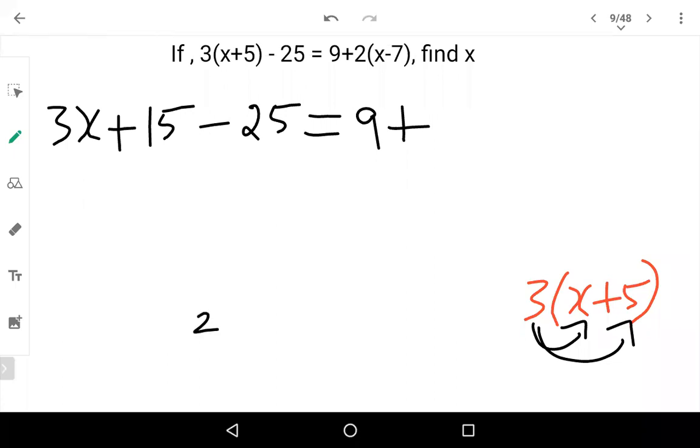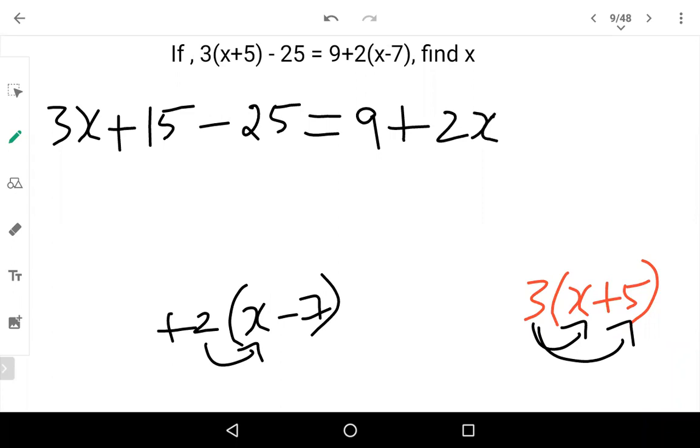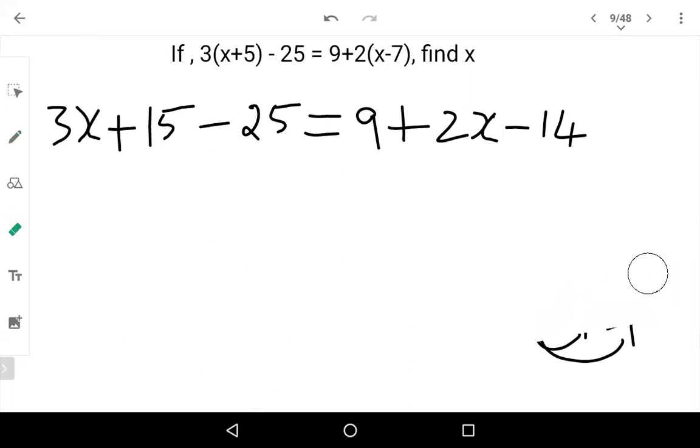The next expression, 2 into x minus 7. So 2 into x, it is plus 2. 2 into x is nothing but 2x. 2 into minus 7, how much do you get? 2 sevens are 14. But plus into minus is minus, correct? So we will have minus 14. So this is the first step that we will be getting. Everybody got the same step? In the first step, same values everyone got?